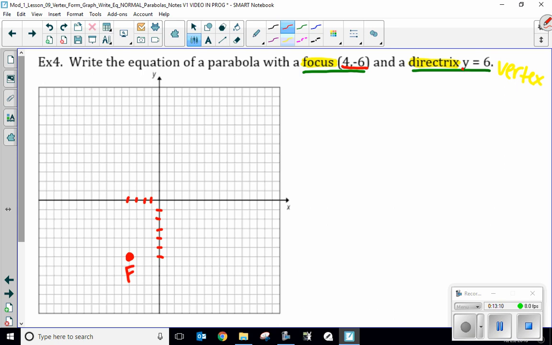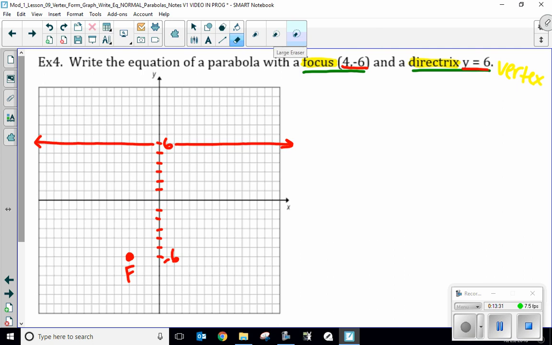My directrix is at y equals 6. 1, 2, 3, 4, 5, 6. That's my directrix. Okay, my vertex is exactly in between them. What is exactly in between -6 and +6 on the y-axis? It's 0. If I put my vertex right here, that's 6 up and 6 down. Okay? So the vertex, I now have a coordinate for the vertex. That is 1, 2, 3, -4, 0.